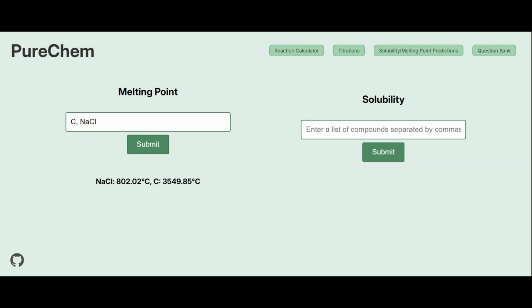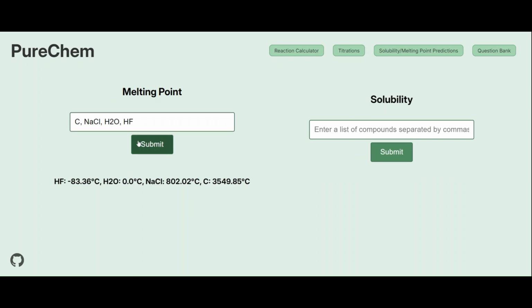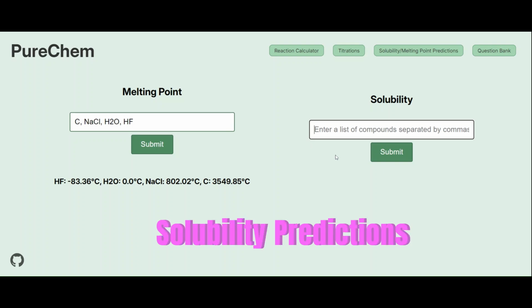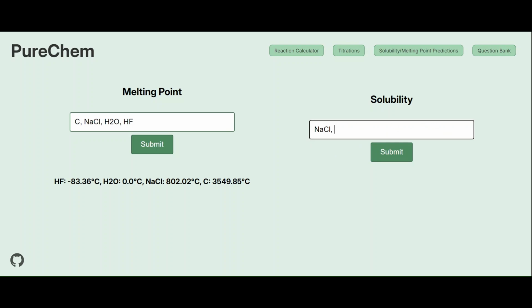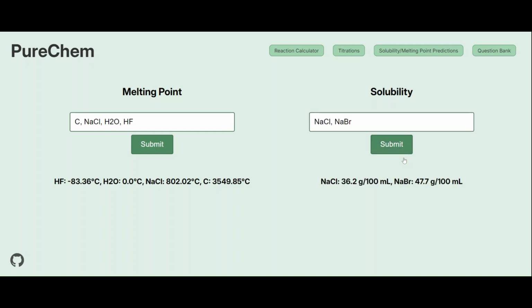We can also enter more compounds or elements as well. We can enter as many as we like to. We can also do something similar for the solubility. We can enter a compound that will dissolve in water and then rank them based on how much they will dissolve in 100 grams of water or 100 milliliters. So you can see it ranks them from the lowest solubility to the greatest solubility.